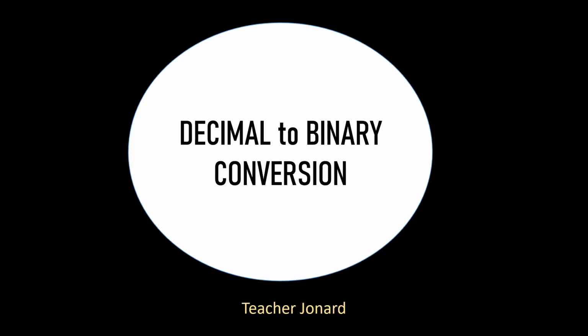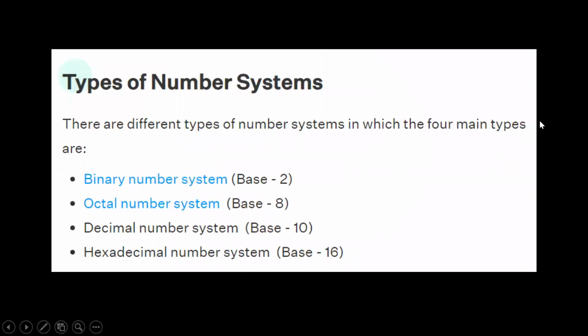All right, so in this video, let's talk about decimal to binary conversion. There are actually four types of number system. These are the binary system or base 2, the octal number system or base 8, the decimal number system or base 10, and the hexadecimal number system or base 16. Today, let's talk about how to convert decimal to binary number system.